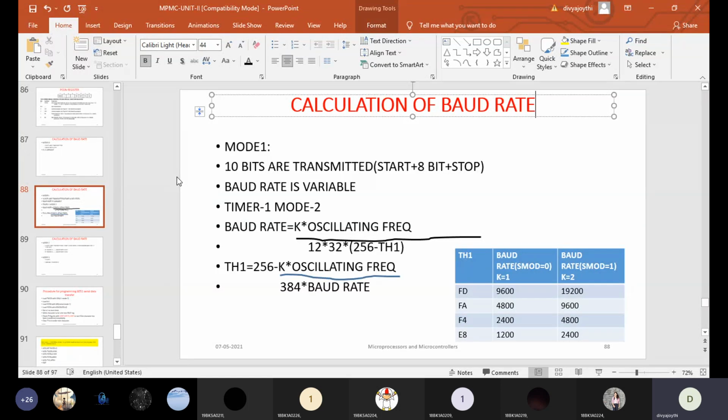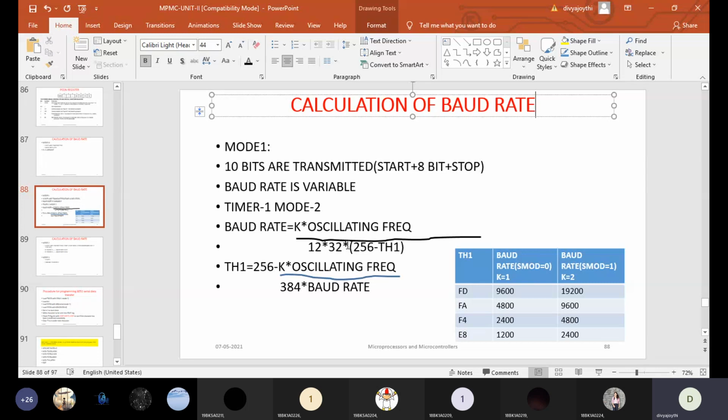So how do we calculate the baud rate in mode 1? You can see the formula here. Baud rate equals K into oscillating frequency divided by 12 into 32 into (256 minus TH1). So this is the formula to calculate the baud rate in mode 1. Here K is a constant whose value can be 1 or 2. So who is going to decide the K value?